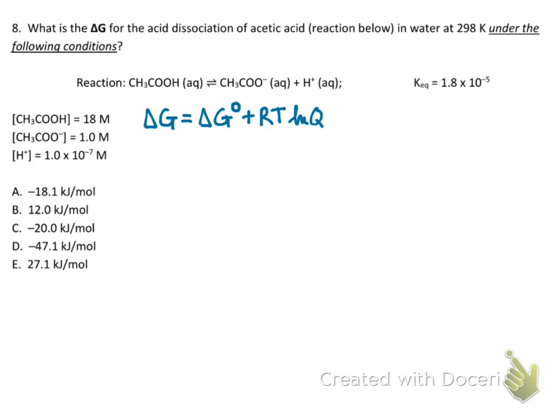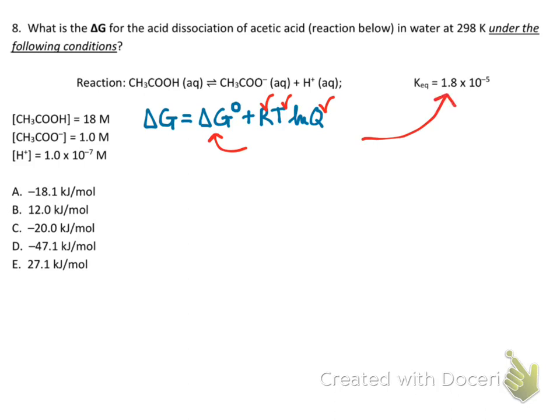Now then, what do we have? Do we know temperature? Well, yeah, it's 298 K. Do we know R? That's a constant. Yes. Do we know Q? We can easily find it. However, wait a minute, delta G standard. Do we have delta G standard? We do not. But do we have something that's directly related to delta G standard? Indeed we do.